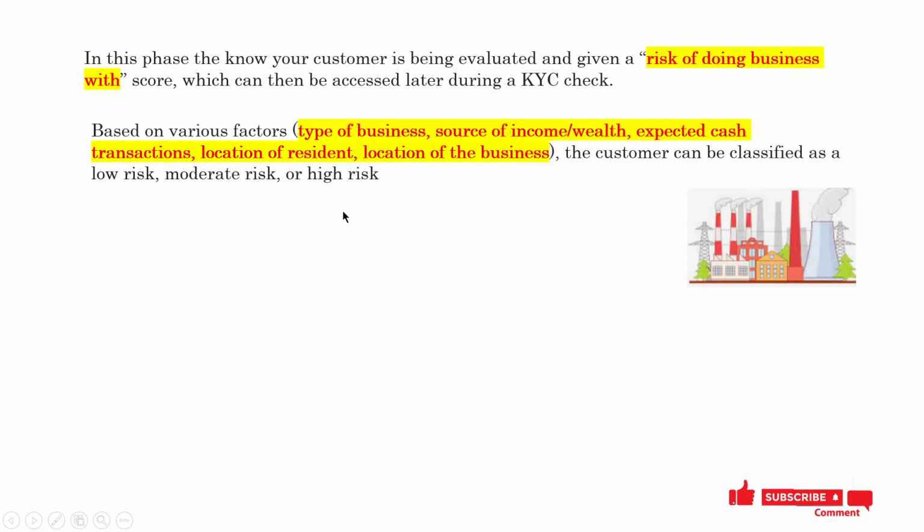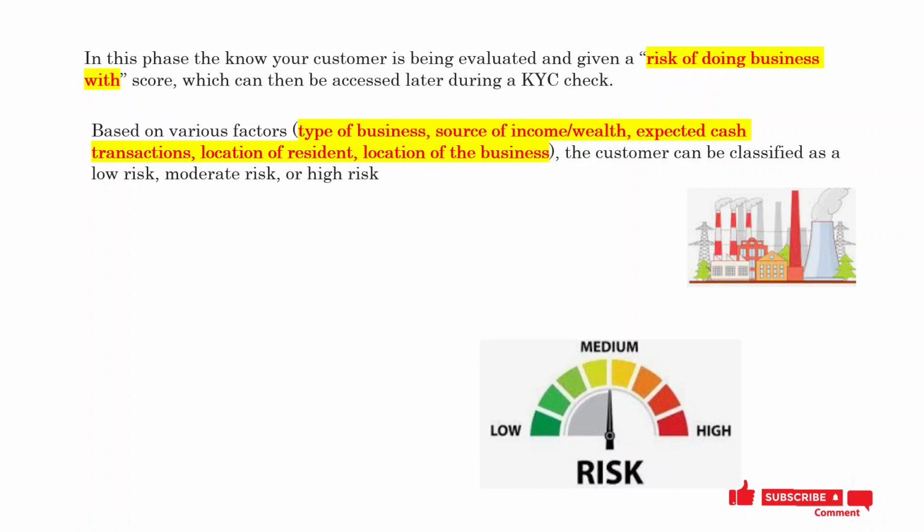Based on various factors such as type of business, source of income or wealth, expected cash transactions and location or residence of business, the customer can be classified as low, moderate or high risk. Type of business means what kind of business is being done. It could be narcotics, a transport business, or a port business. Source of income and wealth, I have explained this concept nicely in my earlier videos, you can go and check it.